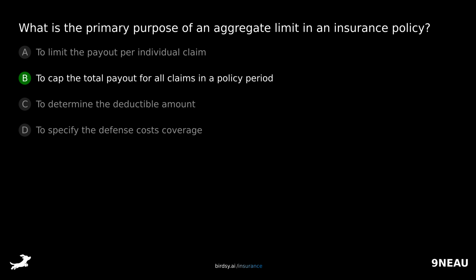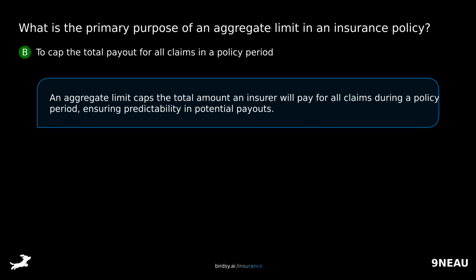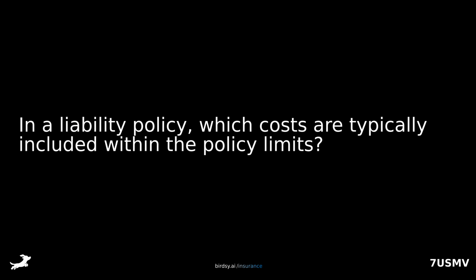The answer is B, to cap the total payout for all claims in a policy period. An aggregate limit caps the total amount an insurer will pay for all claims during a policy period, ensuring predictability in potential payouts. In a liability policy, which costs are typically included within the policy limits?